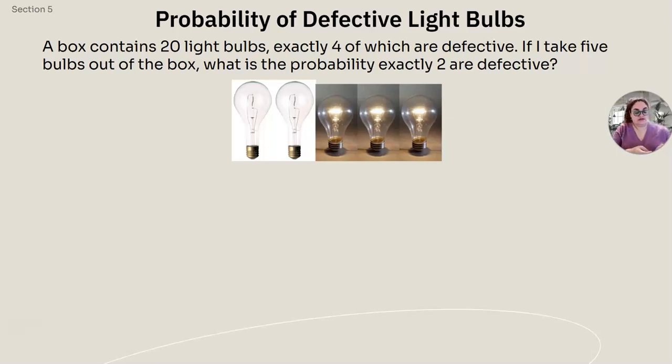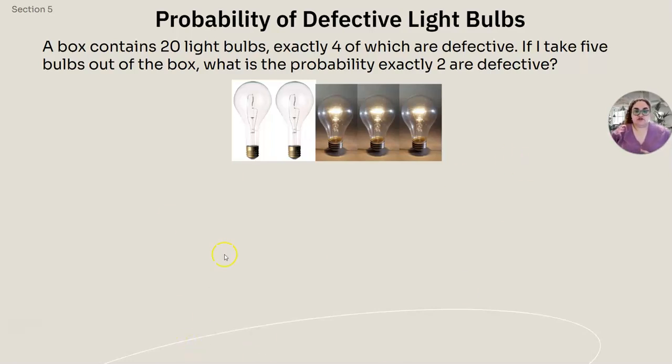Okay, so let's take a look at this. Now we're going to put all this information together. What's the probability of a defective light bulb? A box contains 20 light bulbs, exactly 4 of which are defective. So we already know that 4 of the light bulbs in the box are defective. If I take 5 light bulbs out of the box without looking, just randomly pick 5, what is the probability that exactly 2 of the light bulbs are defective?